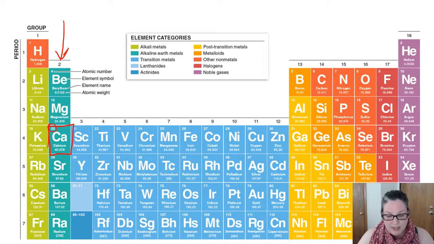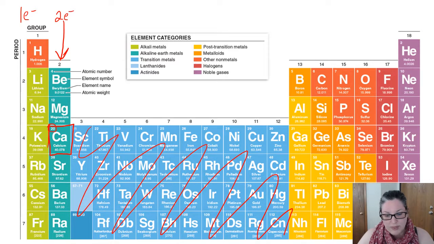So we went over this in class, but group 1 has 1 electron in its outer shell. Group 2 has 2 electrons in its outer shell. And we skip over the transitions, we don't care about those. And we're going to go over to where boron is. This is group 13. In some places we call them 3 as well, but group 13 has 3 electrons. It's 4 electrons, 5 electrons, 6 electrons, 7 electrons, and whatever this is full.